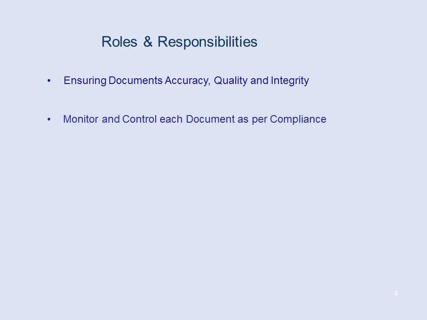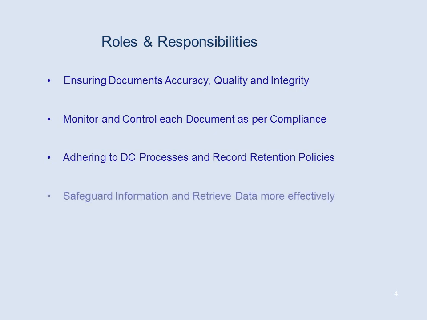What are his roles and responsibilities? He ensures that all documents received should be accurate, they should have good quality and integrity. He monitors and controls each document as per compliance, adhering to DC processes and record retention policies, safeguard information and retrieve data more effectively. So document controller is responsible for managing documents with accuracy, quality and integrity.